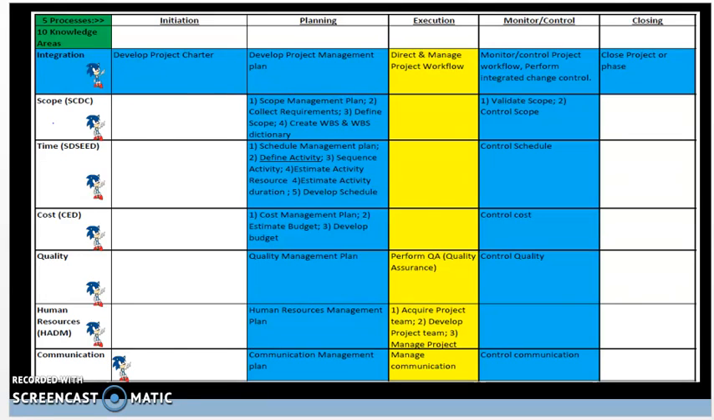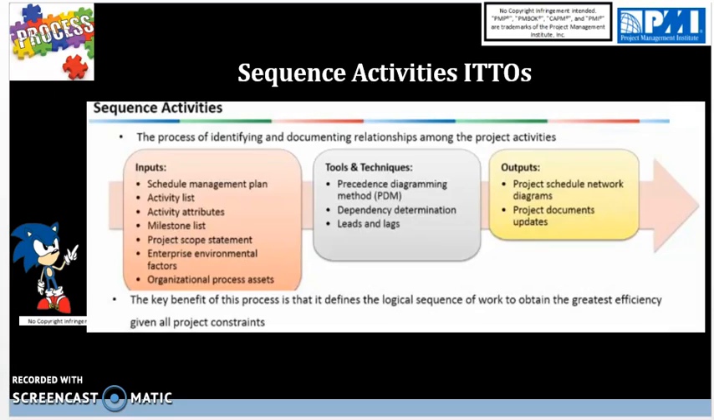Now for the ITTOs, inputs, tools, techniques, and outputs for the sequence activities process are shown here. For input, we have the schedule management plan. This is coming from plan schedule management. Activity list, which is coming as an output of define activities. Activity attributes, which is also an output of define activities. Milestone list, similarly, is an output of define activities. Project scope statement is coming from the output of define scope.